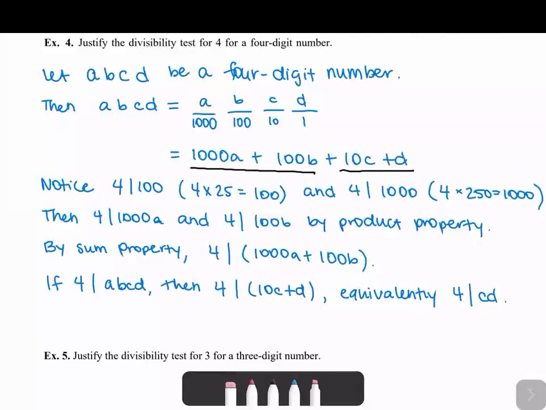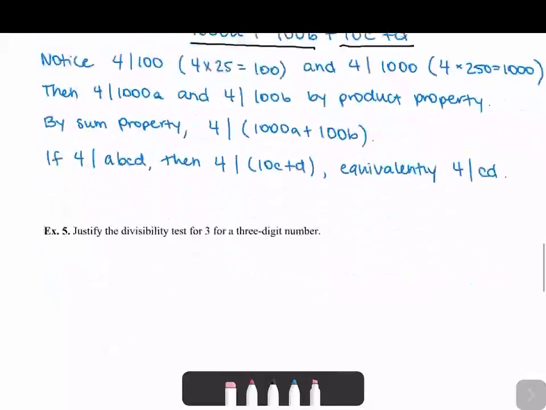So you can do 8 in the exact same way. So if you want to challenge yourself and see if you understood what was going on here, you could do this exact same thing, justifying the divisibility test for 8 with a 4-digit number, and it works in a very similar way. So this is an expanded, more formal version of justifying the divisibility test for 4. And we can do the same thing to justify the divisibility test for 3.